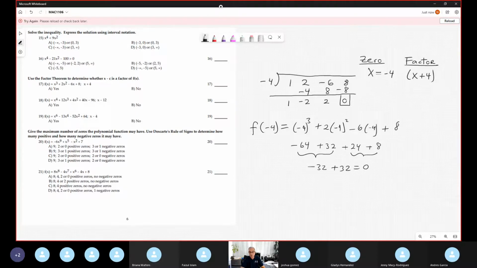And the answer is 0, exactly. We predicted that using synthetic division. This is another way to do the same idea. It is always possible to prove whether it is 0 or not by plugging in and seeing if the answer is 0, because the point (-4, 0) belongs to the polynomial function. Clear or no? Let me know. Clear.